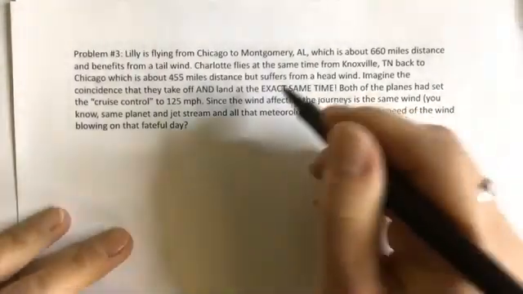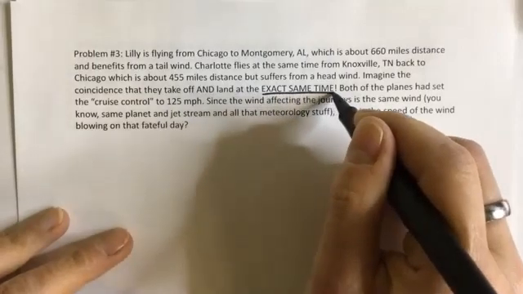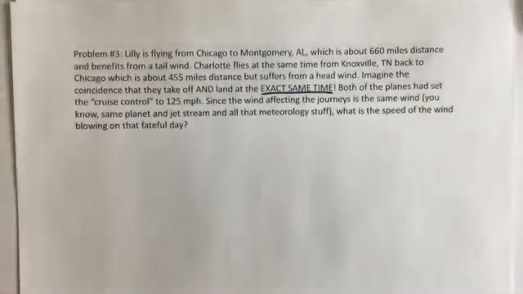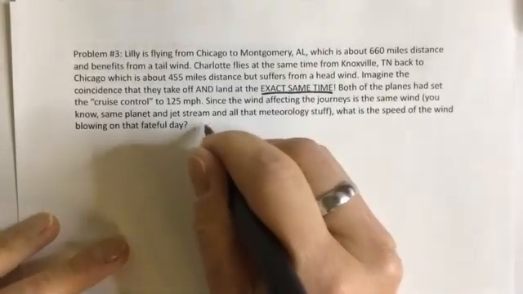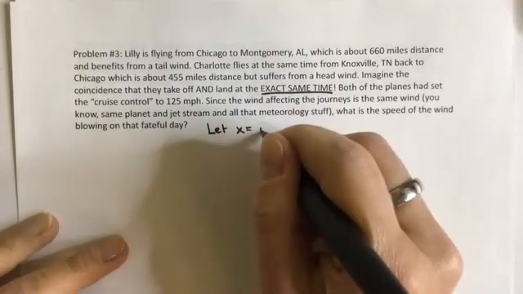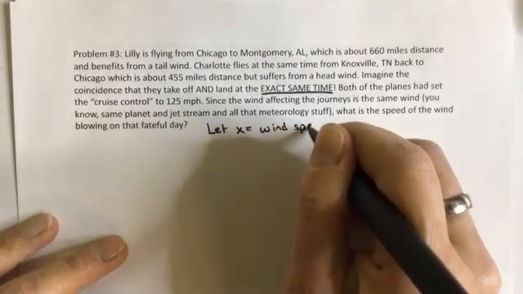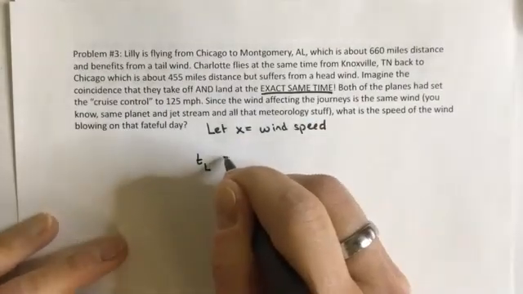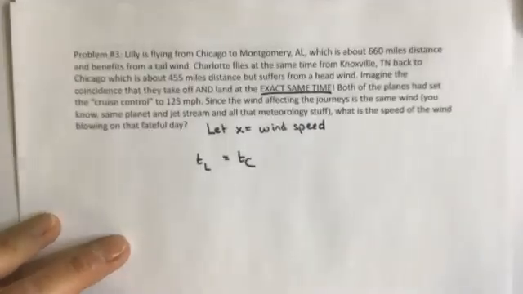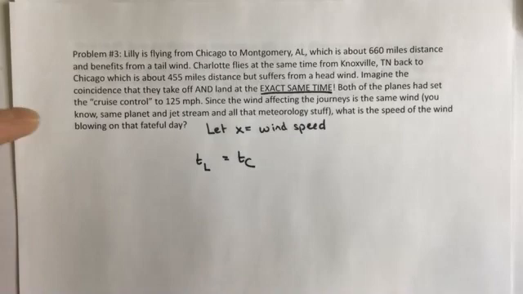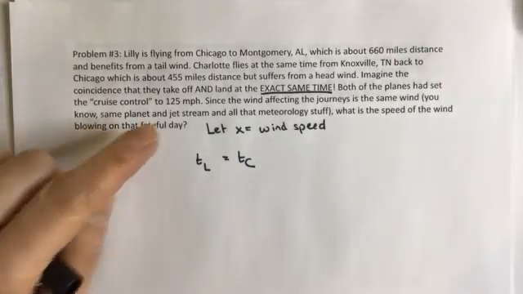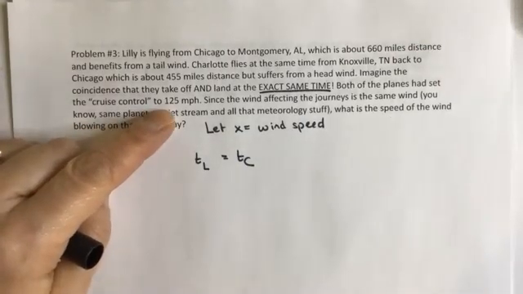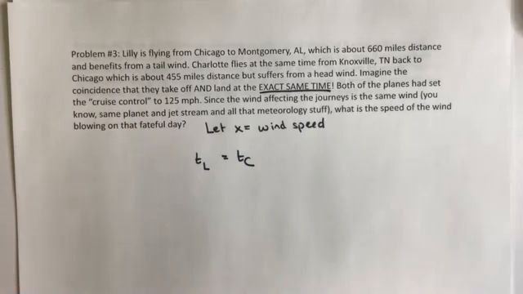This one gives us an important thing, and it's right here, that the exact same time in the air. It also says, what was the speed of the wind? So I'm going to let X be the wind speed. And it says that the time for Lily equals the time for Charlotte. So I know those are the same, but nowhere in this problem does it give me any information about time. I know the cruise control speed. What I don't know is the actual speed because of the wind.